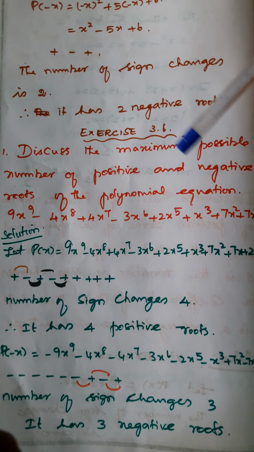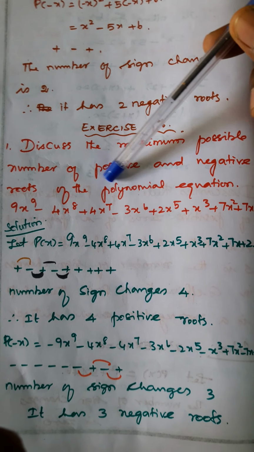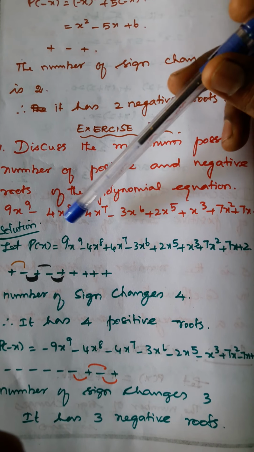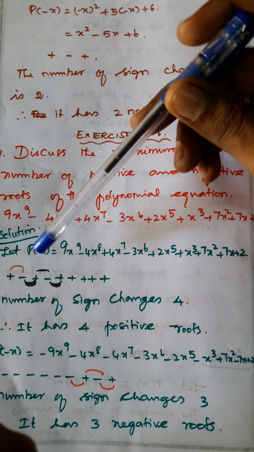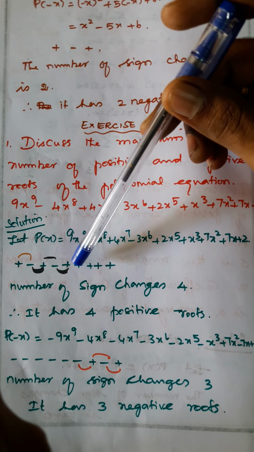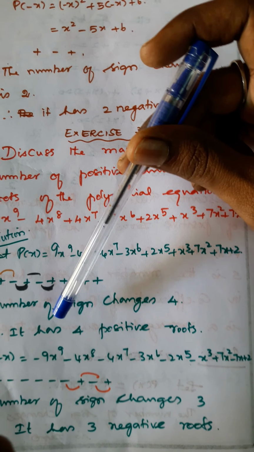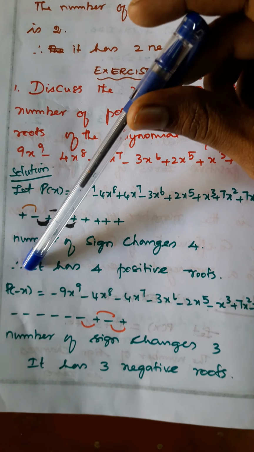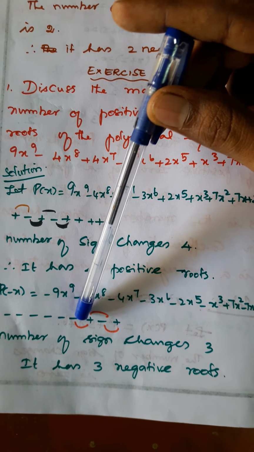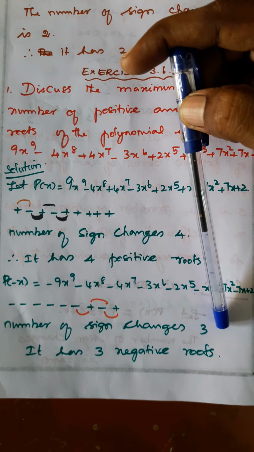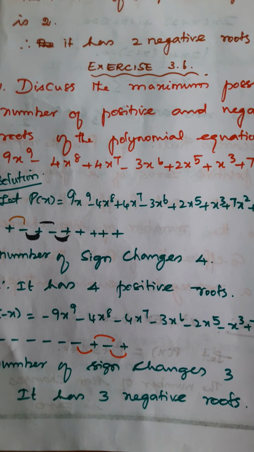Now exercise 3.6: discuss the maximum possible number of positive and negative roots of the polynomial equation. Take the polynomial as p of x, and I have marked the sign changes here, number 1, 2, 3, 4. Therefore the number of sign changes is 4, so it has 4 positive roots. Like that, for p of minus x, you change the sign for only the odd powers. So there are only 3 sign changes. It has 3 negative roots.